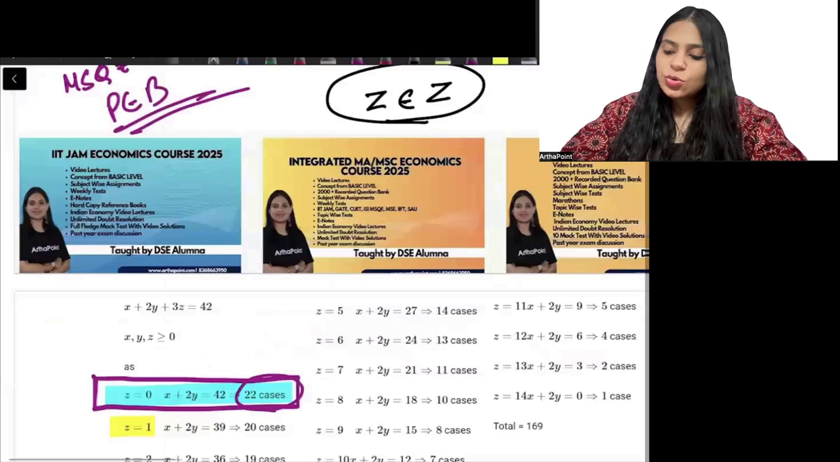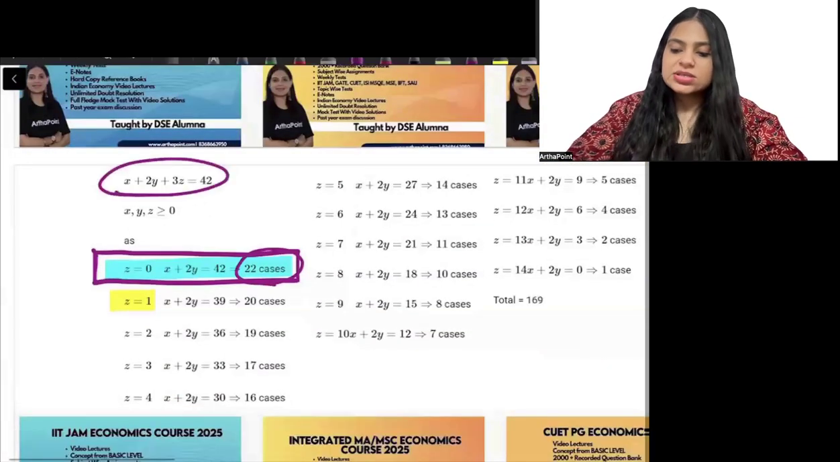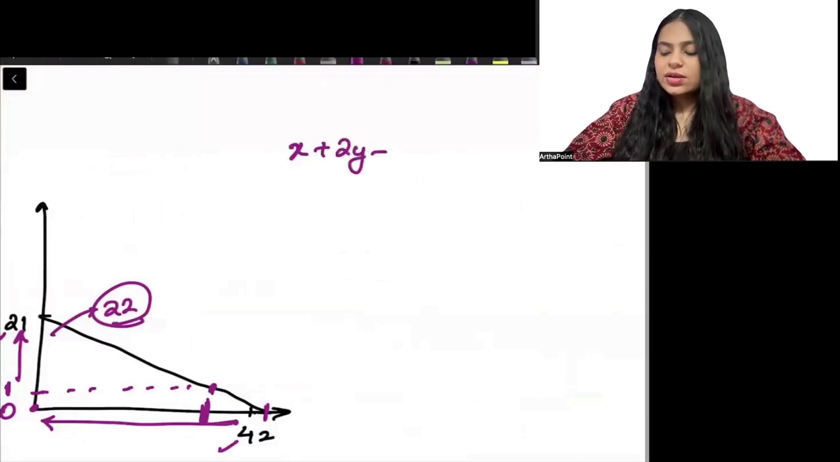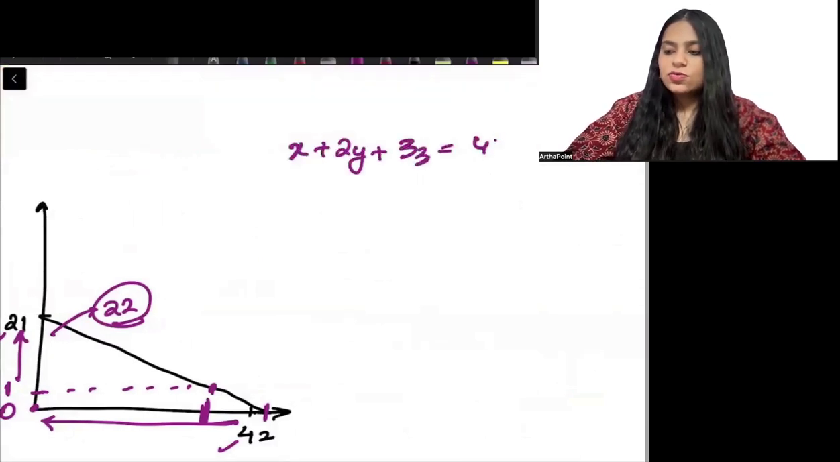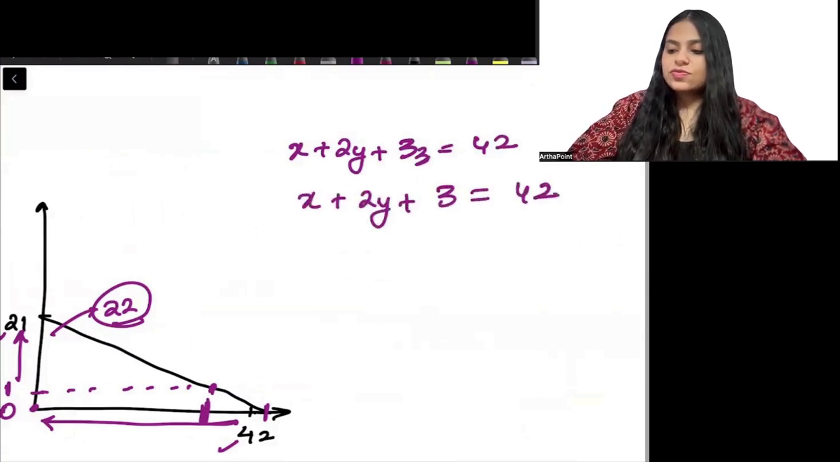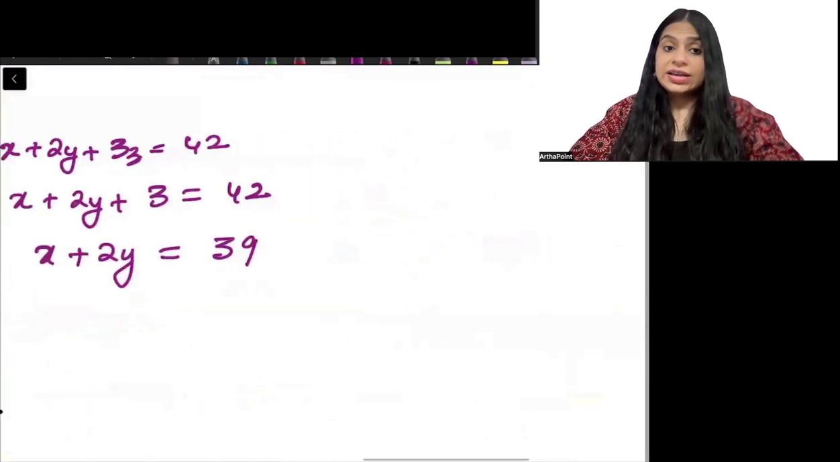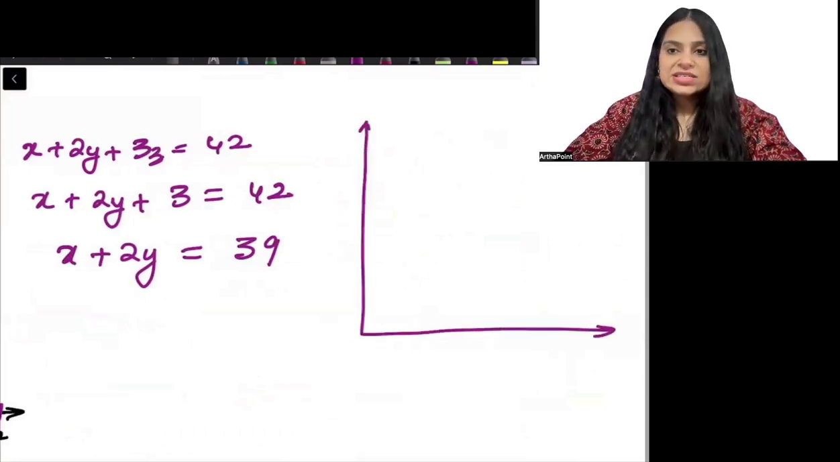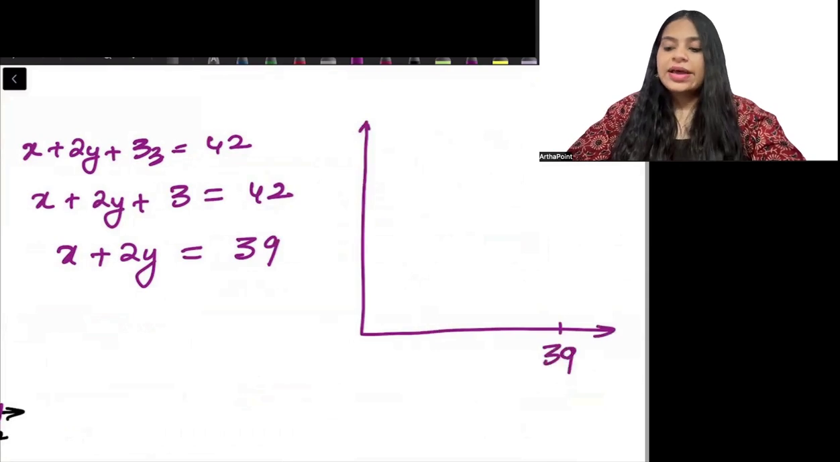If I just plug z as 1 in this case, what will I get? x plus 2y plus 3z is equal to 42. x plus 2y plus 3 is equal to 42. x plus 2y is equal to 39. Again, you can just formulate it. So when y is 0, x is 39. And when x is 0, y is 39 divided by 2.